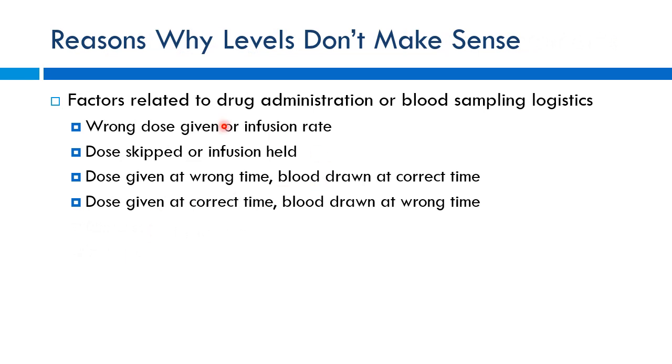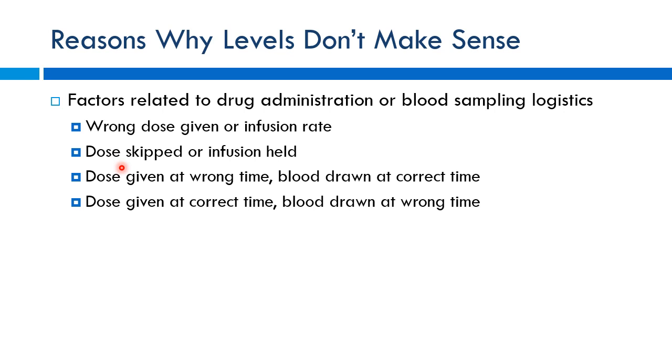Okay, some other reasons why the levels might not make sense. I mentioned that either the wrong dose was given. For instance, maybe the pharmacy screwed up and gave too big of a dose or too low of a dose. I hate to say that we're not perfect in the pharmacy department. We screw up just like everyone else does. Maybe the drug was given too quickly or too slowly. That could affect your levels. Maybe a dose was skipped or the infusion was held.